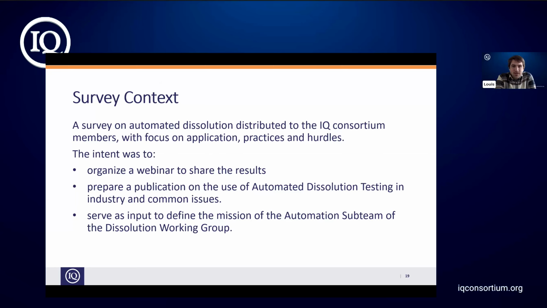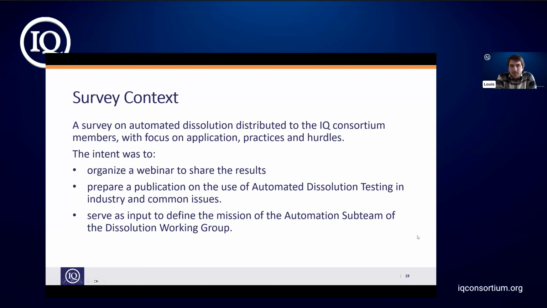Following that, we also intend to prepare a publication on the use of automated dissolution testing and common issues. And then finally, we also just wanted to get a sense of how widespread automated dissolution testing is today, and use the info we gained from the survey as input for our sub-team to define the mission and understand where we could make a potential impact.